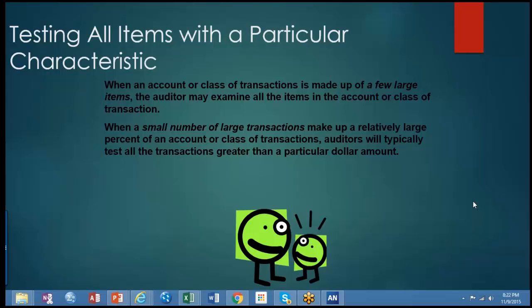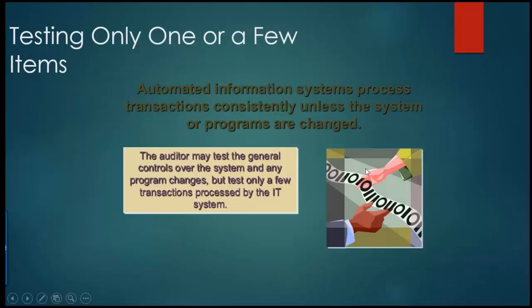And we're going to focus on, let's see what we're going to focus on next. And I think what we're going to focus on next is testing only one or a few items. Okay, automated information systems process transactions consistently unless the system or program changes. So the auditor may test the general controls over the system and any program changes, but test only a few transactions processed by the IT system.